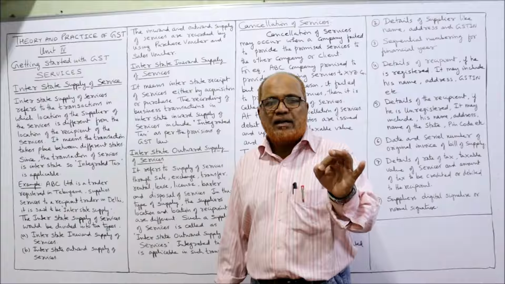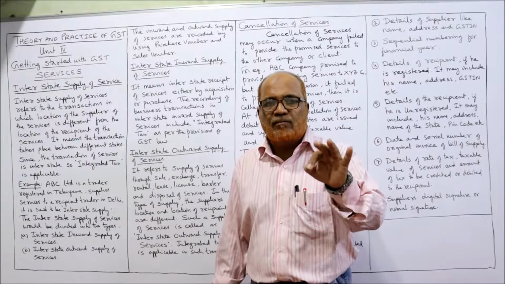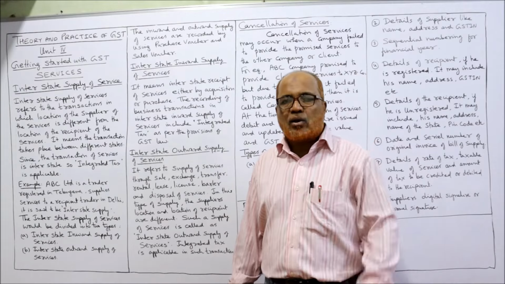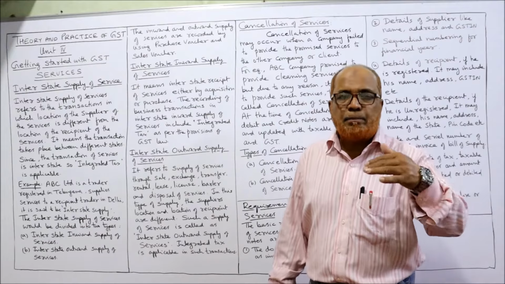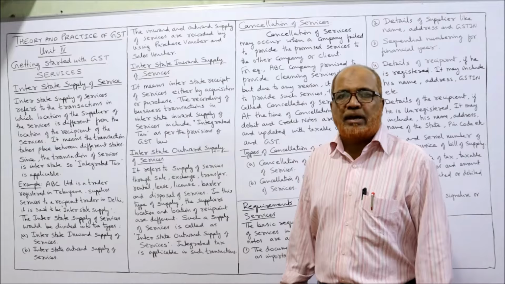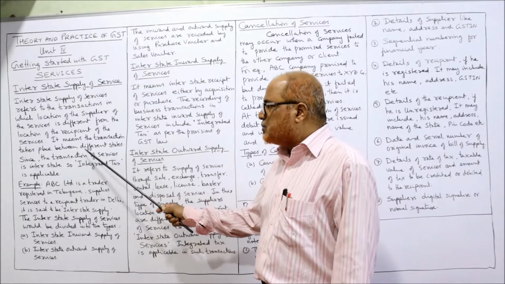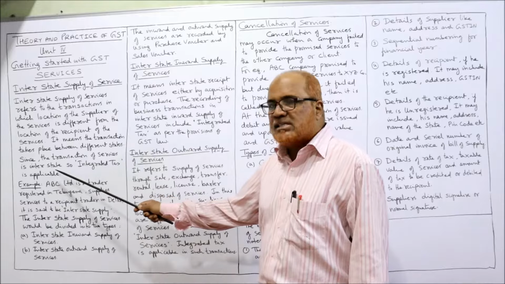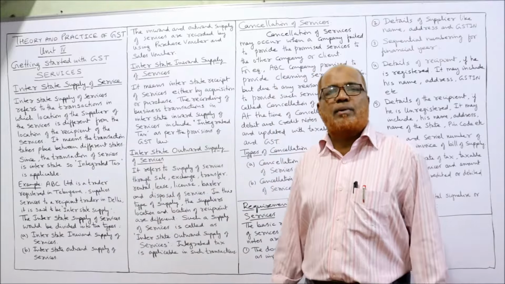What do you mean by interstate supply of service? It is a transaction in which the supplier of services will be in one state and the recipient of the service will be in another state. It means the transaction takes place between different states. Since the transaction of services is interstate, integrated tax is applicable.